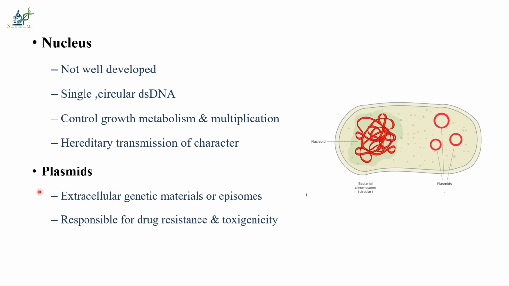The plasmid is extrachromosomal genetic material. It is also called an episome. This plasmid is also seen in the cytoplasm of the bacteria. It is also DNA, and it is responsible for drug resistance and toxigenicity of the bacteria. That means the plasmid does not control the growth, metabolism, and multiplication of bacteria; it is only responsible for drug resistance and toxigenicity.